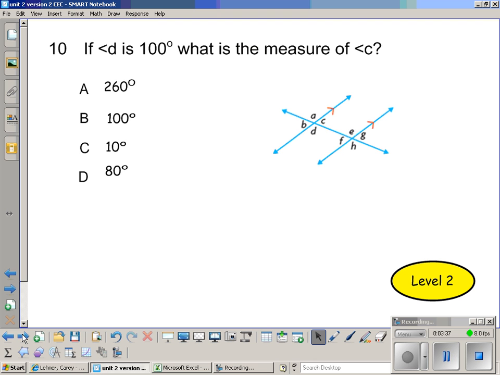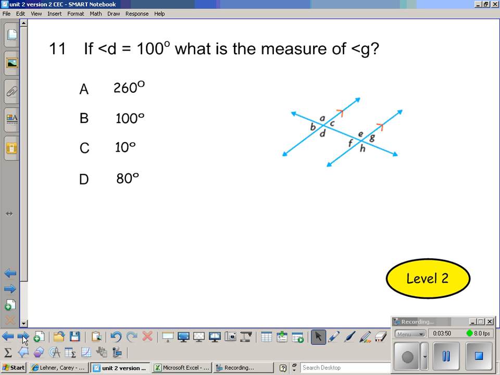Angle D is 100. We want to know what the measure of angle C is. D and C are supplementary angles. They form a straight line. So angle C needs to be 80 degrees, which is D.